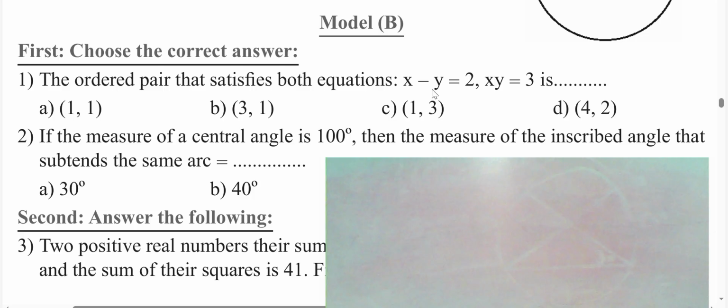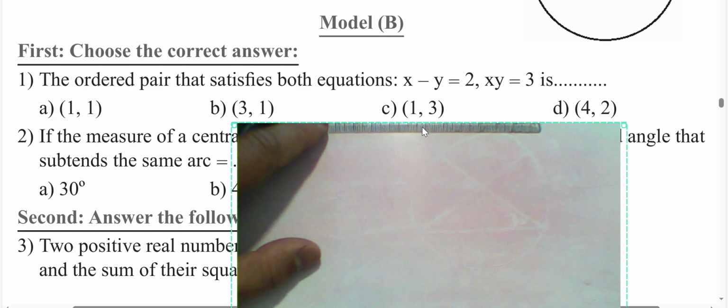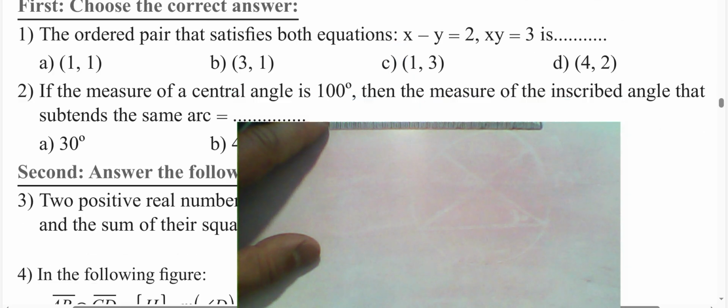Go to letter B. Choose the correct answer. The ordered pair satisfies the equation x minus y equals 2 and the product between them equals 3. And choose 1 and 3. 3 minus 1 equals 2 and 3 times 1 equals 3. Letter C. Next question.